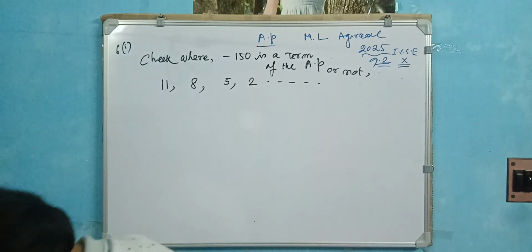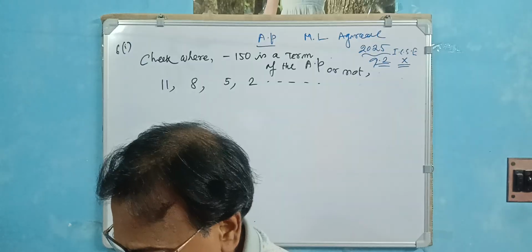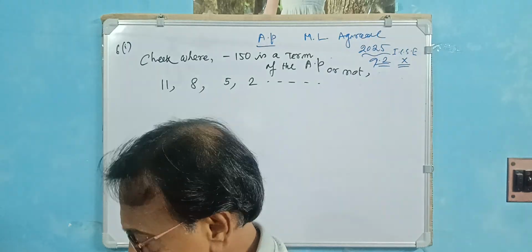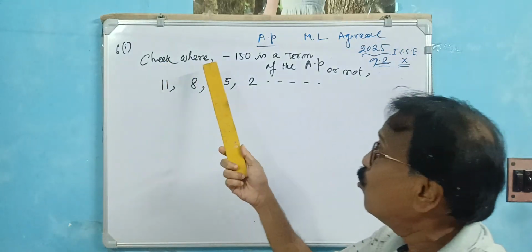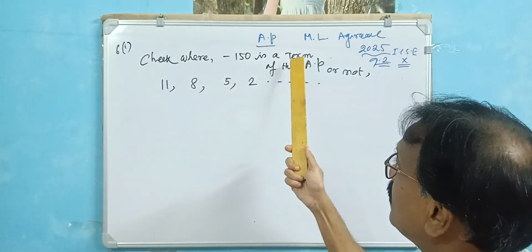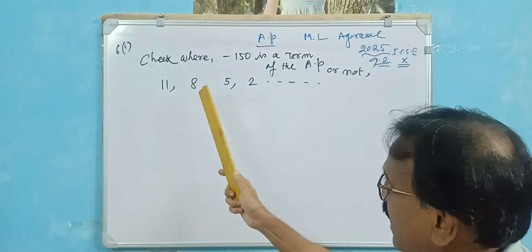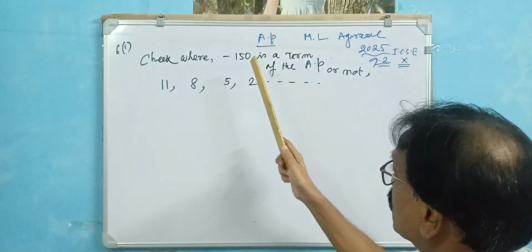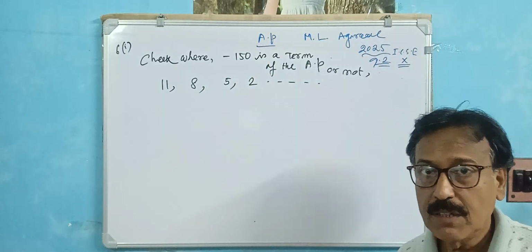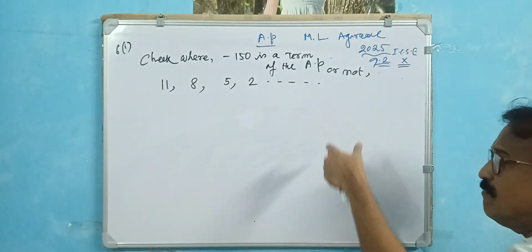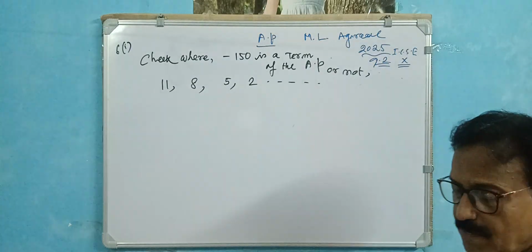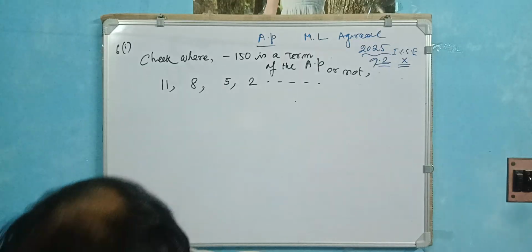That means that is an AP. Check whether minus 150 is a term of the AP or not. This is the AP: 11, 8, 5, 2, decreasing. So we find out whether minus 150 is any term of that AP. Clear?